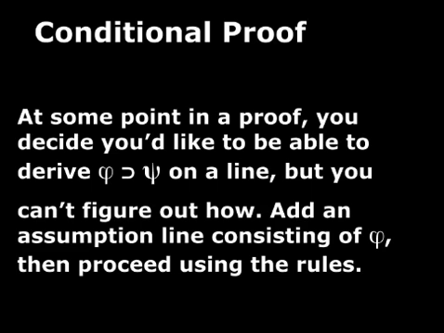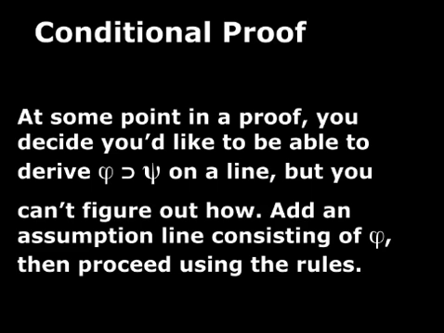Well, here's another way you can get a conditional, potentially. You add an assumption line consisting of the antecedent of the conditional you want. How did you derive that line? Well, you didn't derive it from any of the rules. We just assumed it. Okay, so it kind of came out of nowhere. But don't worry, because we're going to take care of the fact that we didn't derive this line.